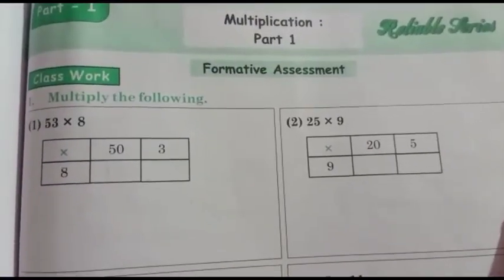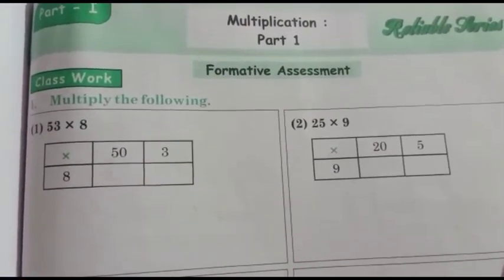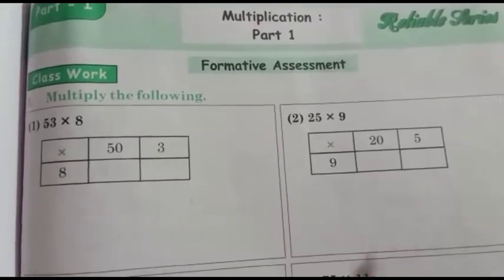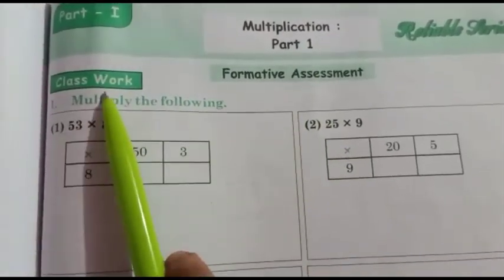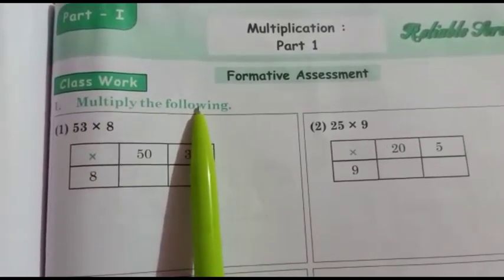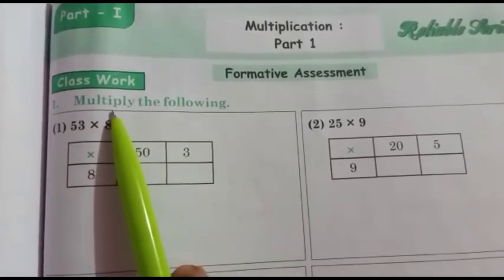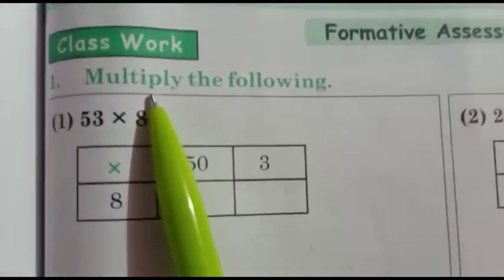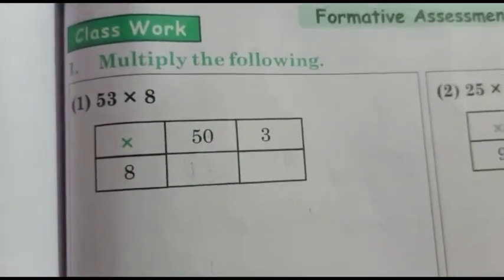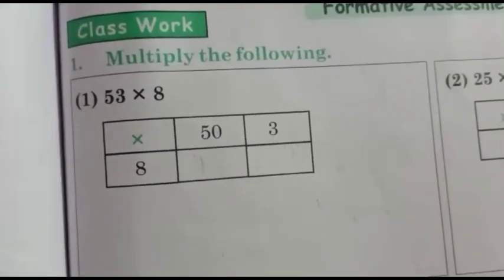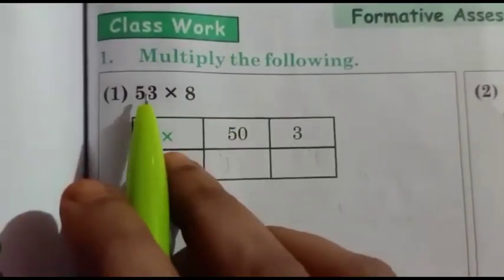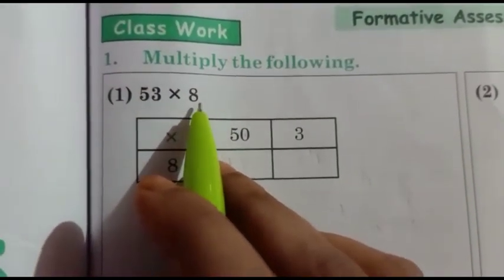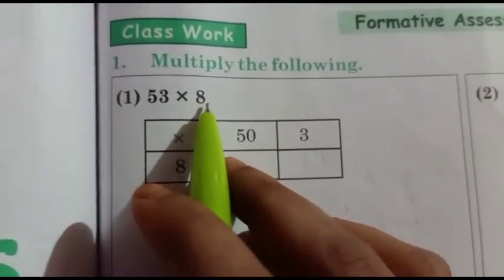Now students, we are going to start with this multiplication part 1, formative assessment. Okay, in that classwork, multiply the following. We are going to begin with this question, that is multiply the following. Now students, the first one is 53 multiplied by 8. 53 multiplied by 8.